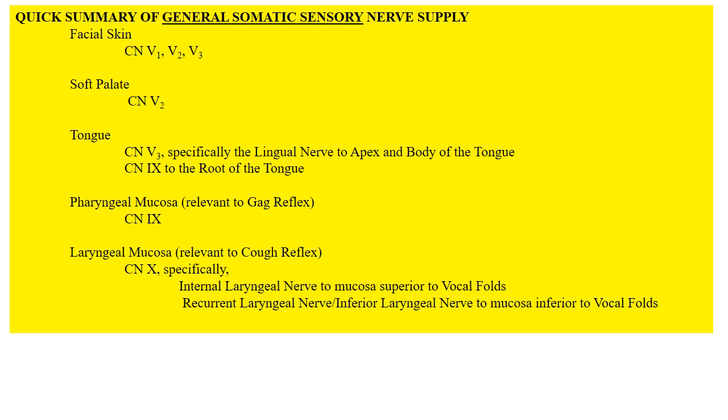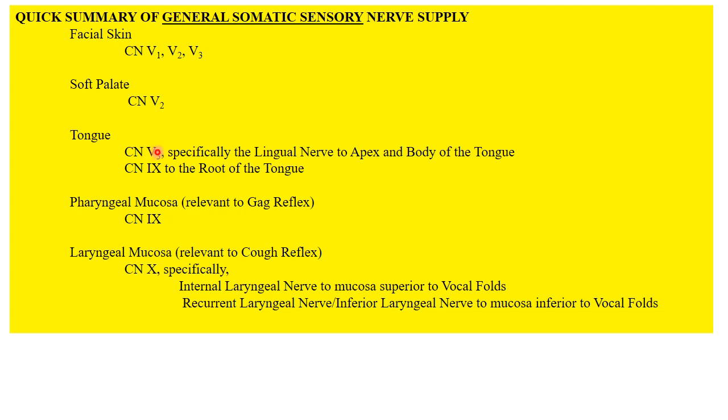General somatic sensory nerve supply to the head works like this. Facial skin, well, it's trigeminal. V1, V2, V3. Know your dermatomes. Okay, soft palate. Its sensory supply is V2, the maxillary division of the trigeminal nerve. Okay, tongue. Again, we got trigeminal. Kind of think of this as more face here. At least the front of the tongue is part of the face.